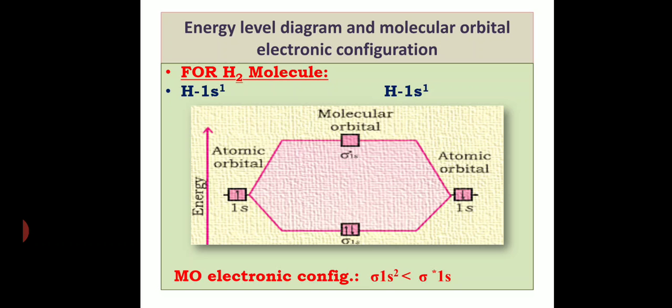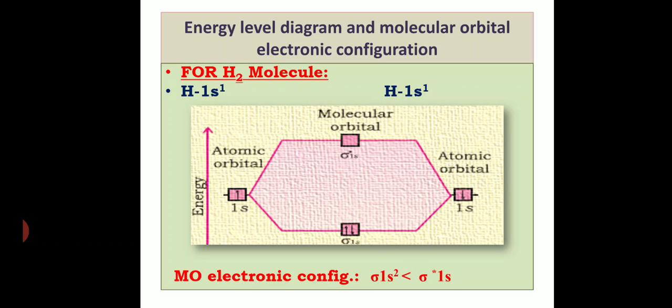Next, bond order. Definition of bond order: it is one half of the difference between the number of electrons in the bonding molecular orbital and the number of electrons in the anti-bonding molecular orbital. Bond order equals 1 by 2 into Nb minus Na. The greater the bond order of a molecule, the greater the stability of the molecule or ion, right?